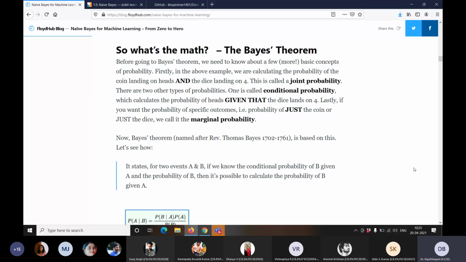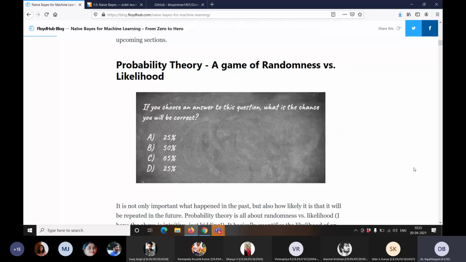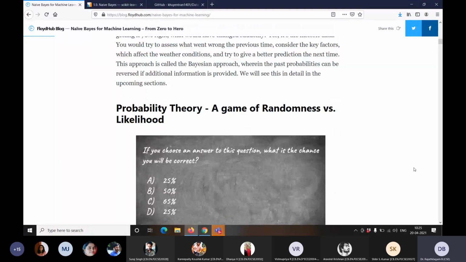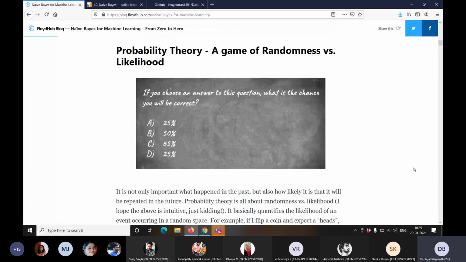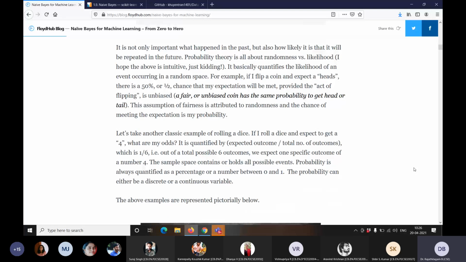So how do you understand the Bayesian rule? The Bayesian rule actually works based on likelihood and randomness. What is the difference between randomness of an event and likelihood? It actually quantifies the likelihood of this neighborhood. The Bayesian rule only decides that.